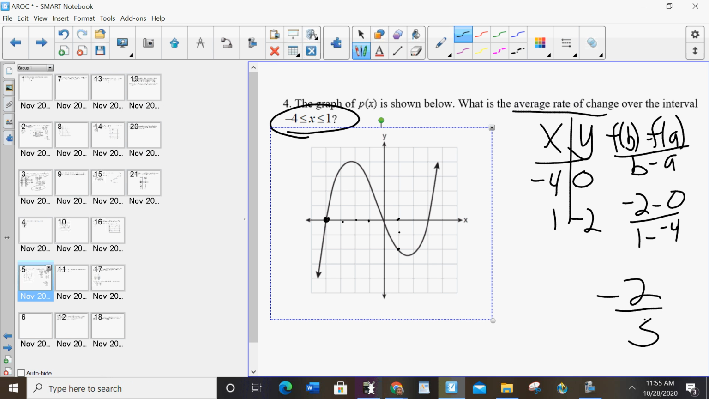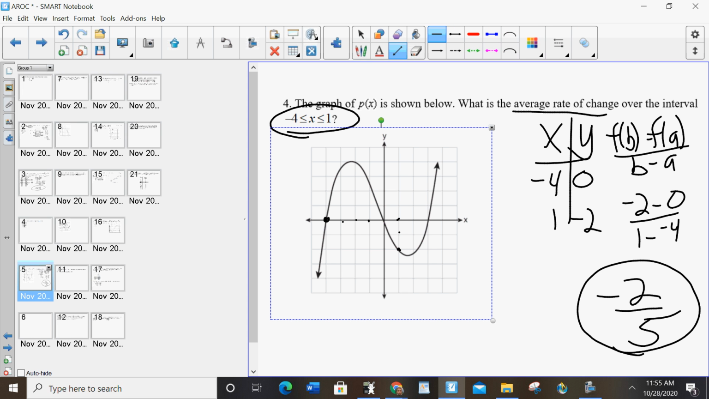Now, this is a good opportunity to talk about what average rate of change actually is. Average rate of change is the slope of the line connecting those 2 points. That's what average rate of change is. It's the slope of the line connecting the 2 points.